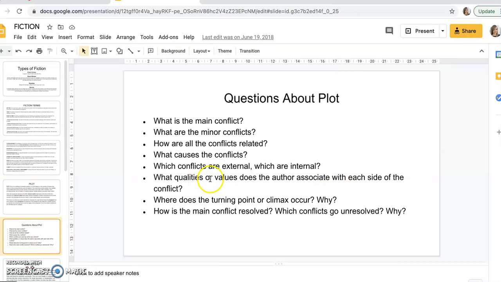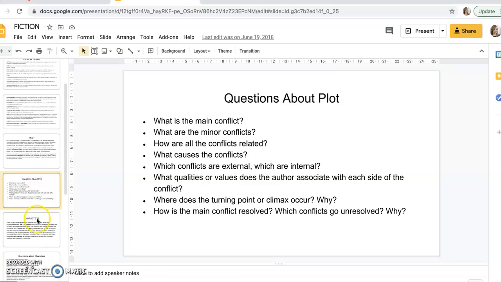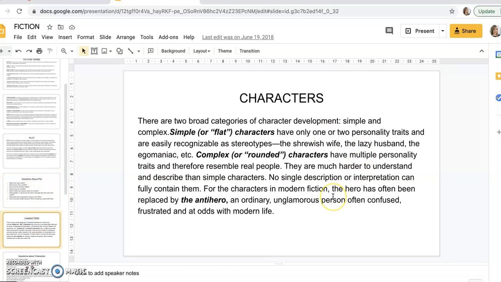So here are some questions you can ask about plot. I'm not going to go over all of them. Again, characters, flat versus rounded. You want to think about simple flat characters as really the stereotypical characters, right? Like the stereotypical housewife, the stereotypical businessman, the stereotypical adolescent teenager, or the stereotypical middle-aged person that's having a midlife crisis. These are flat characters that can become more complicated if they work through their issues.